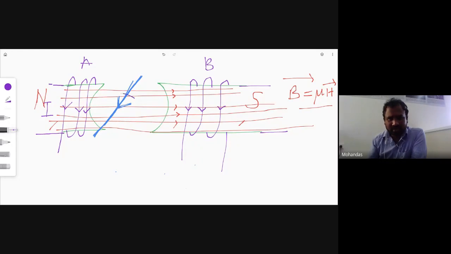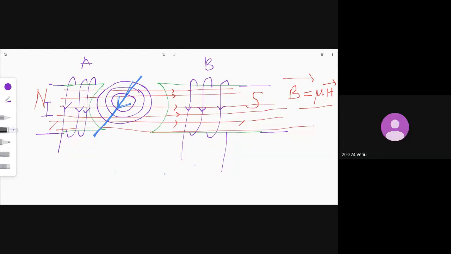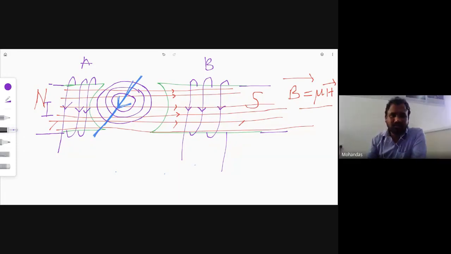Now tell me the direction of this magnetic flux. Obviously, these are the magnetic. Hello? Venu, tell me the direction of these flux lines. Anti-clockwise, sir. Anti-clockwise. Very good.